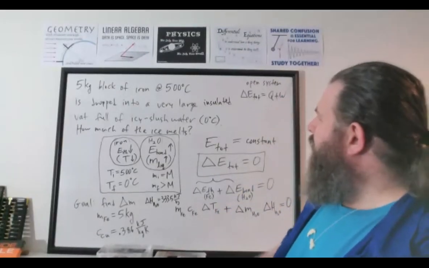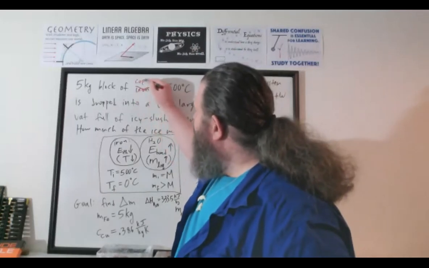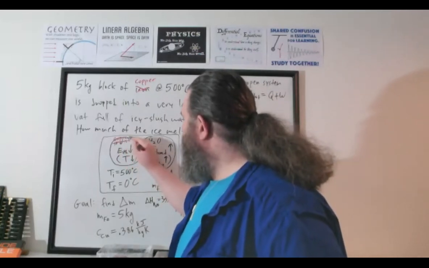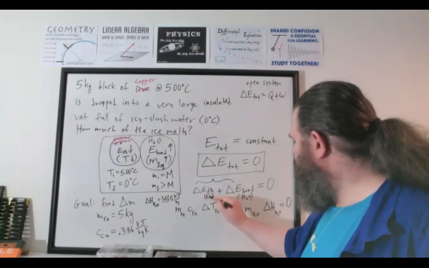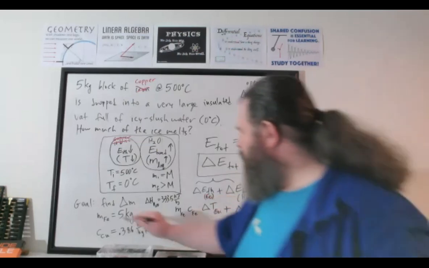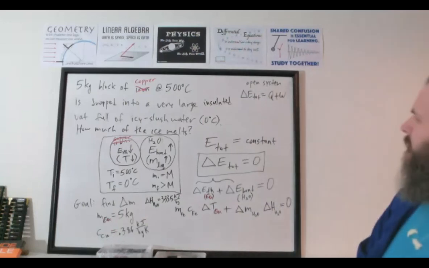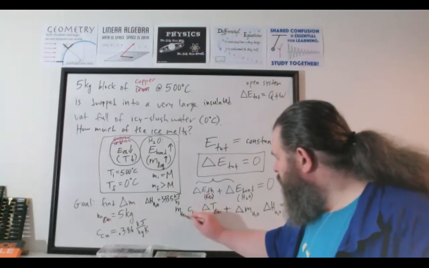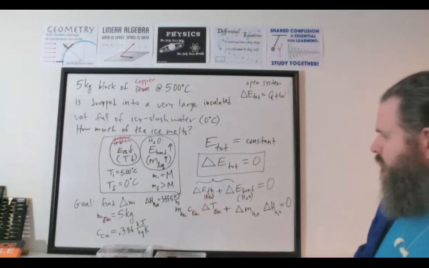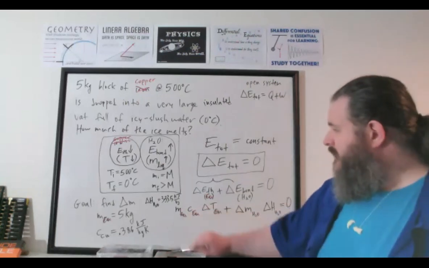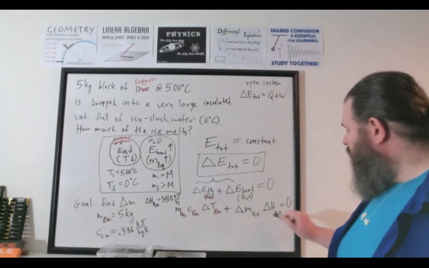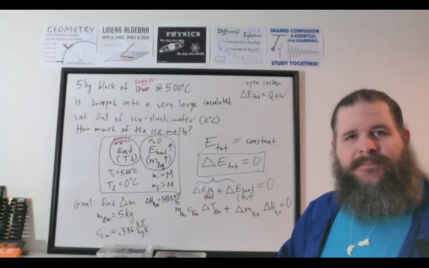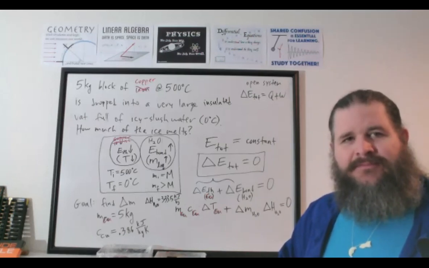Let's go through and correct any mistaken references to iron. That was actually copper all along. Yeah, copper the whole time. So we're trying to find these ones. So it looks like we have all the other numbers. We know the mass of the copper. We looked at the specific heat of copper. We looked up the delta H for water melting. Also, what's the delta temperature for copper? How would we calculate that delta temperature?